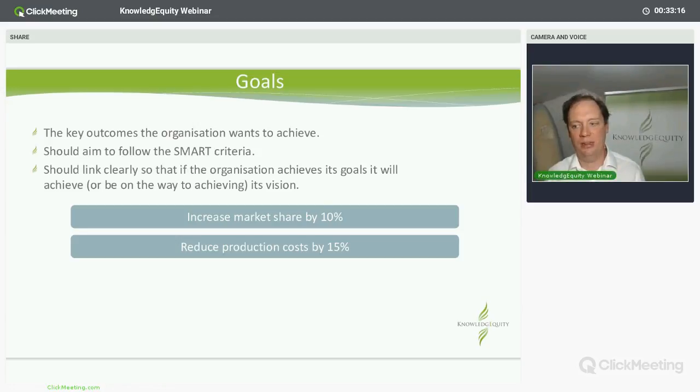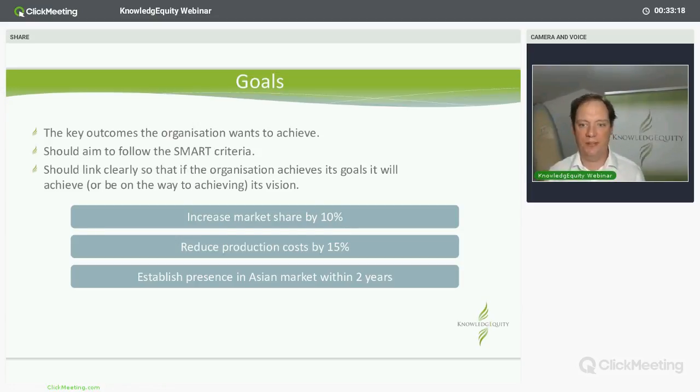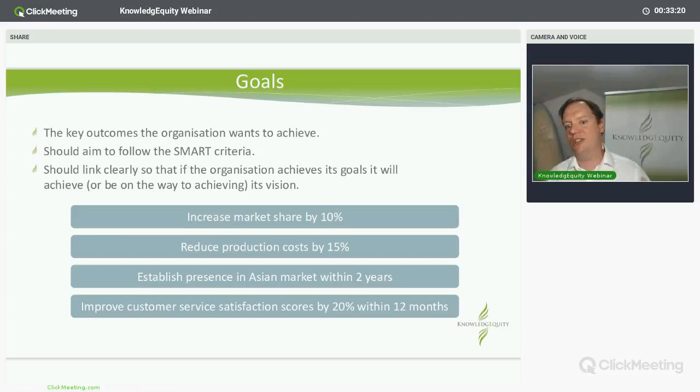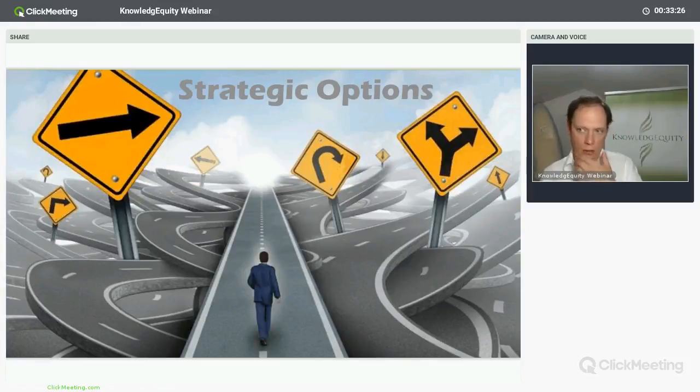Increase market share by 10%. Reduce production costs by 15%, establish a presence in the Asian market in 2 years, improve customer service by a certain percentage within a certain time frame. Yeah? All right. Read up on that section. I think there's a video in the system, and there should be a mini quiz with that one.